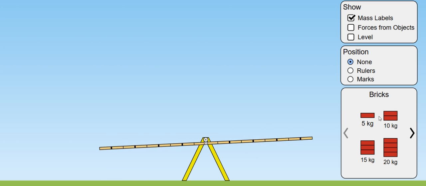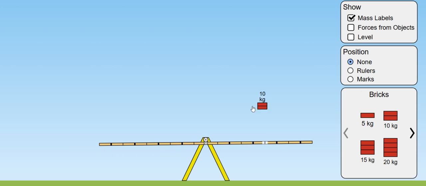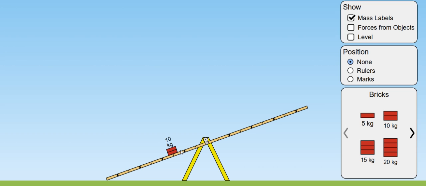Now, let's see how that would work. So if I have a 10 kg brick, and I place it, let's say, 3 blocks away from the pivot, and I have a 5 kg brick, but I place it 1, 2, 3, 4, 5, 6 blocks away, then what do you think is going to happen? Comment your answers down below before I do it. In 3, 2, 1.